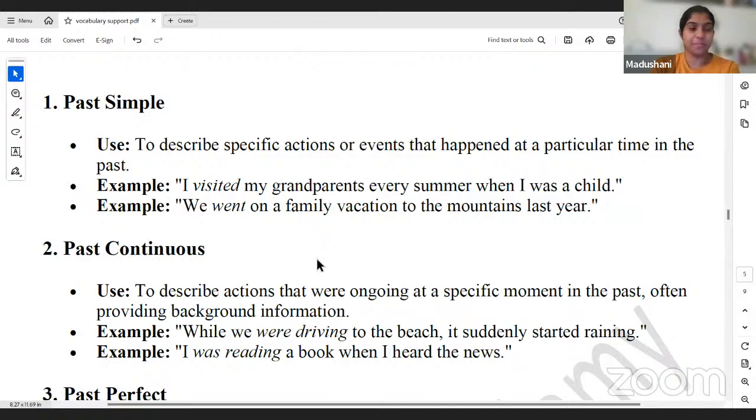It's used to describe actions that were ongoing at a specific moment in the past, often providing background information. As you can see in the example: while we were driving to the beach, it suddenly started raining.